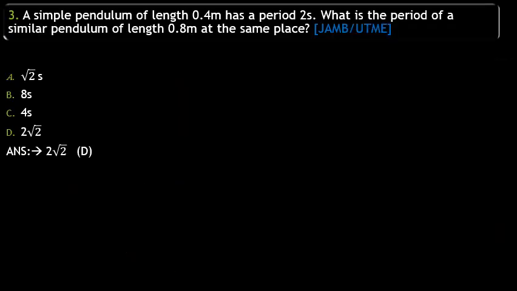A simple pendulum of length 0.4 meters has a period of 2 seconds. What is the period of a similar pendulum of length 0.8 meters at the same place? Okay, now this also has to do with a relationship problem. Remember, we are comparing what here?